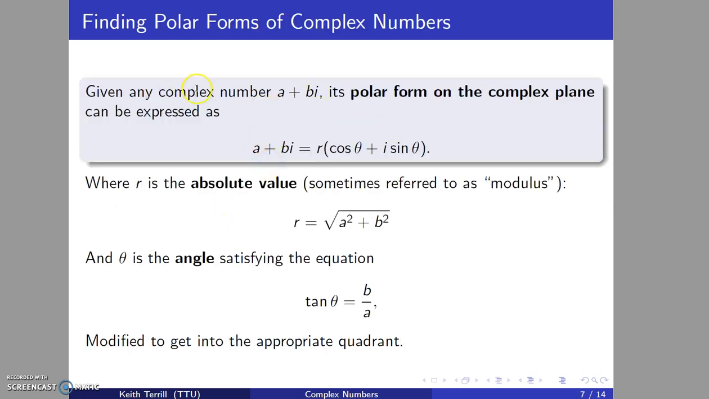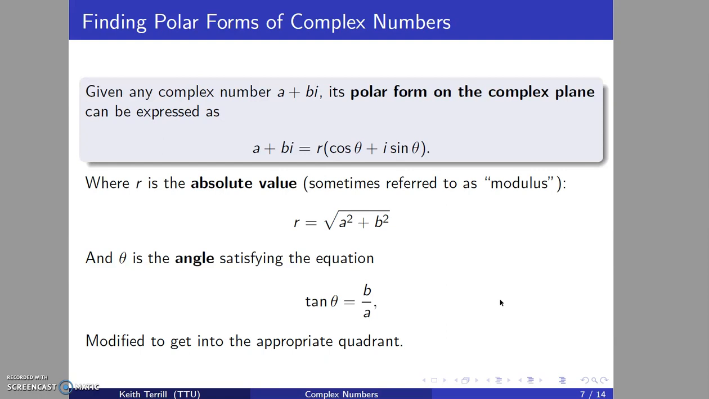So here's where we left off, finding polar forms of complex numbers. You can have any complex number, a plus bi, and you can get from there to a polar analog, a polar form on the complex plane, by r(cosine theta plus i sine theta), where r is your modulus, your distance from the origin, your absolute value, which is just the square root of the sum of the squares of your a and b, your real and imaginary parts. And then theta satisfies the equation tangent theta is opposite over adjacent, b over a.